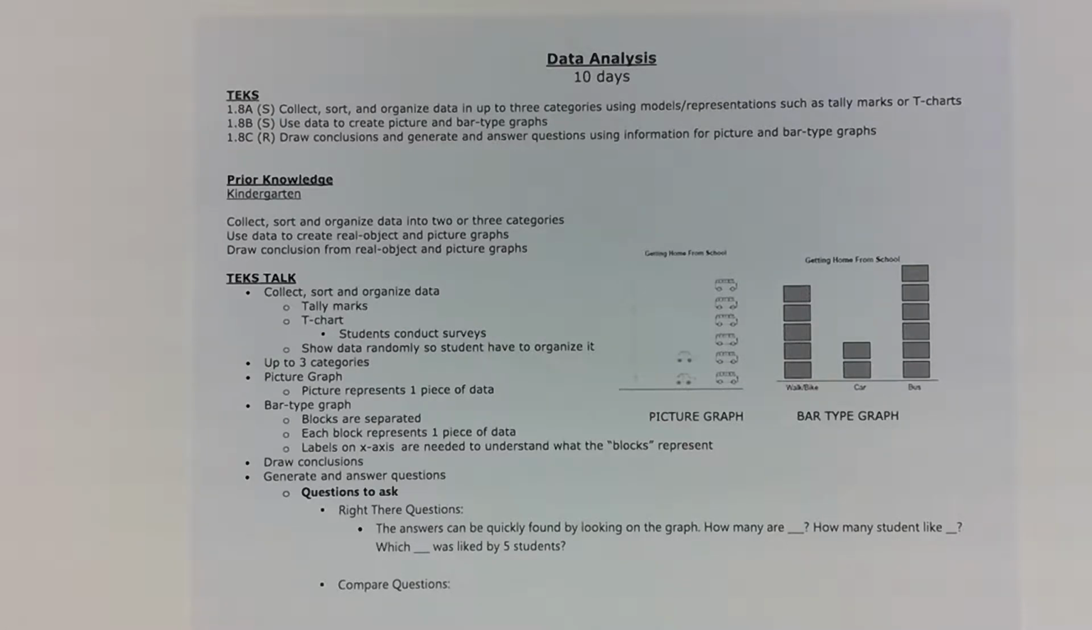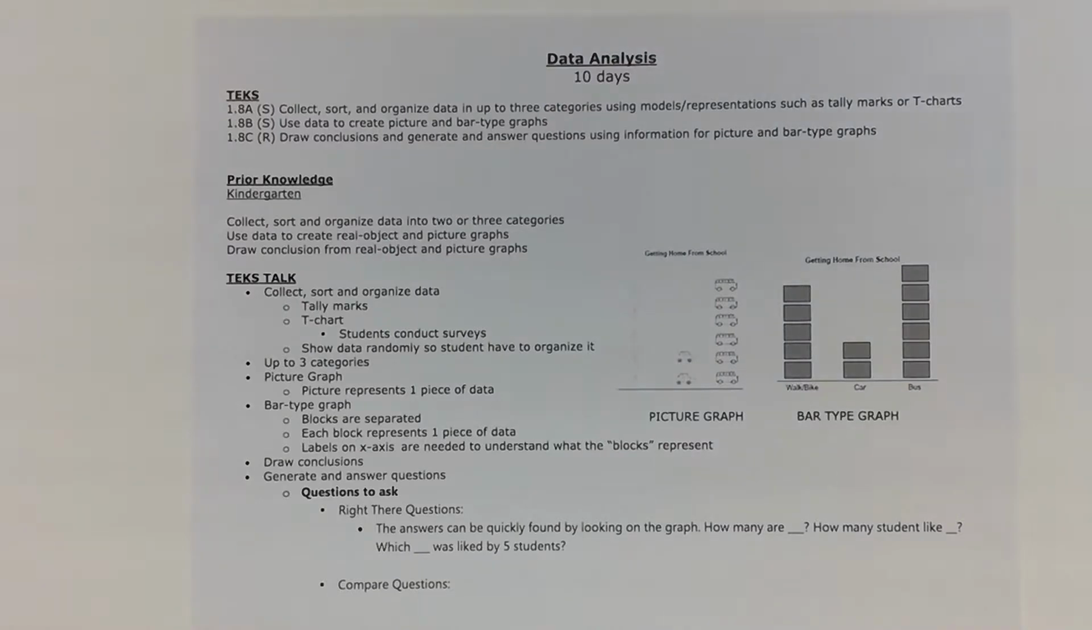We want to make sure that when students are doing this collecting and sorting that we're only working with 3 categories in first grade. So we don't need graphs that have 5 and 6 different things on them. 3 is the most according to the TEK.